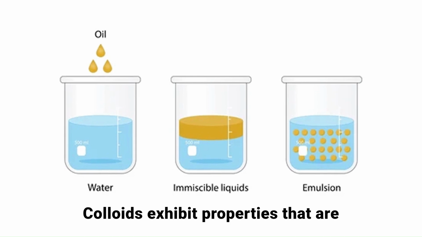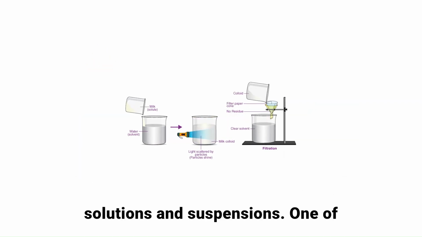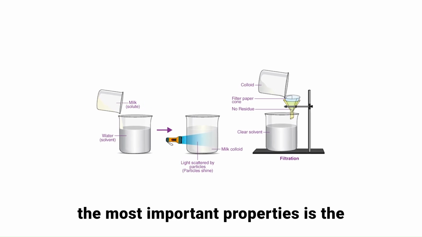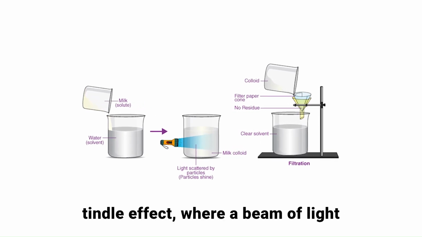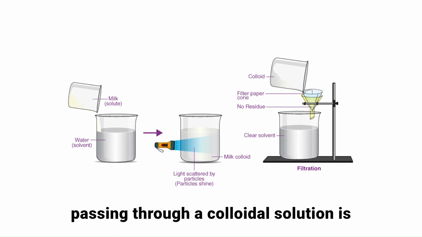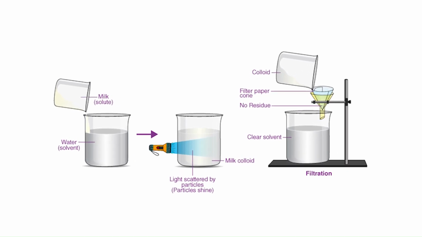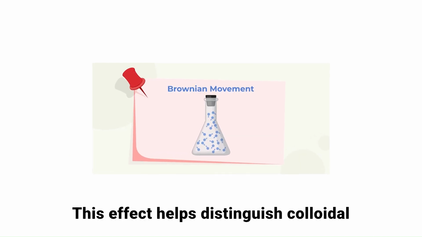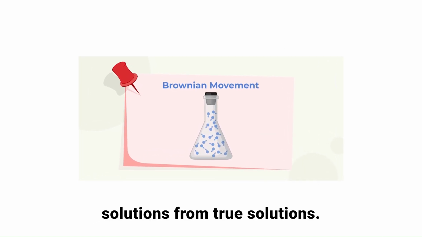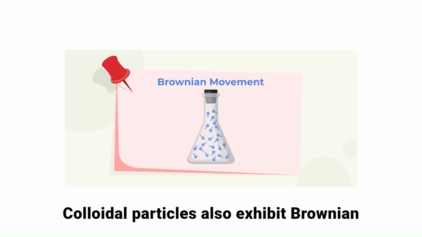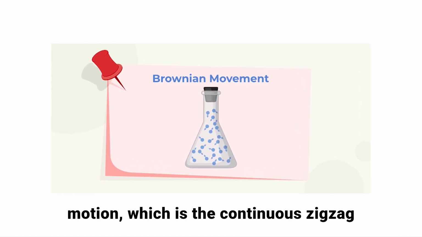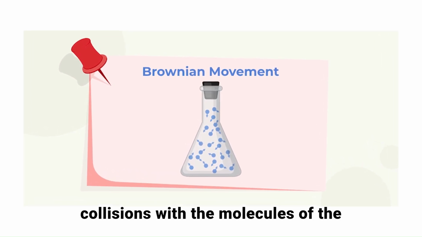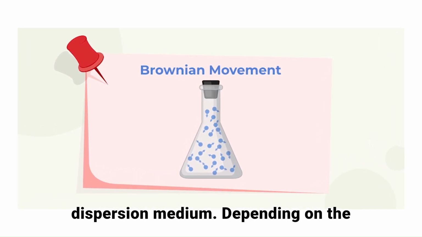Colloids exhibit properties that are quite different from those of true solutions and suspensions. One of the most important properties is the Tyndall effect, where a beam of light passing through a colloidal solution is scattered by the colloidal particles, making the path of the light visible. This effect helps distinguish colloidal solutions from true solutions. Colloidal particles also exhibit Brownian motion, which is the continuous zigzag movement of the particles due to collisions with the molecules of the dispersion medium.